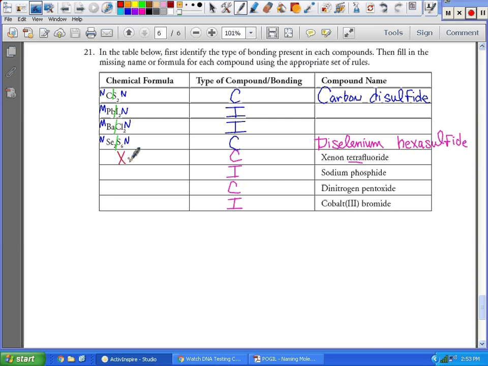XeF4. Now, how did you know that Xe didn't need a subscript? Very good. And how did you know that fluorine needed a 4? Very good. Guys, let me say this out loud. Please don't be this person. Every year I get this. What is the chemical symbol for fluorine? F. It is not FL. Please do not write FL. I get it every year.